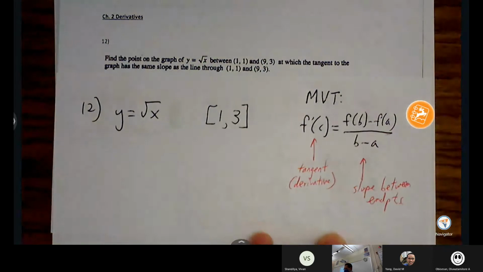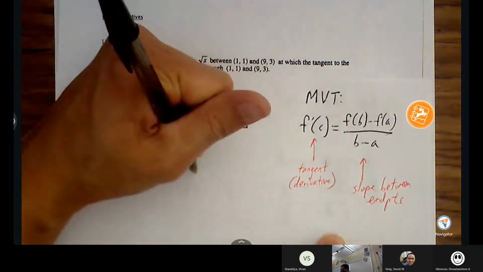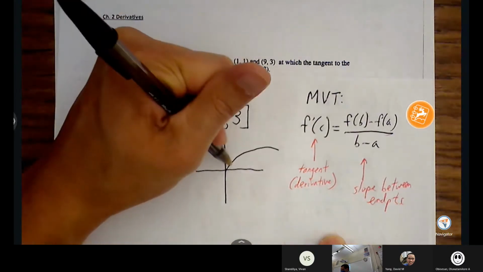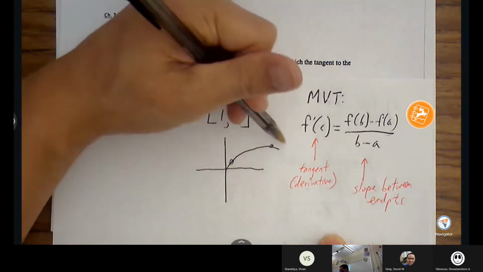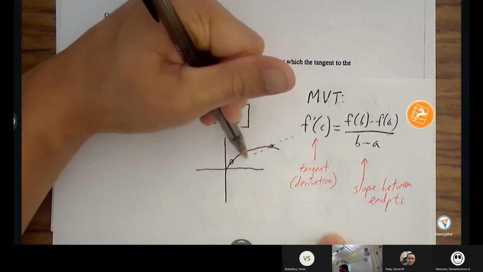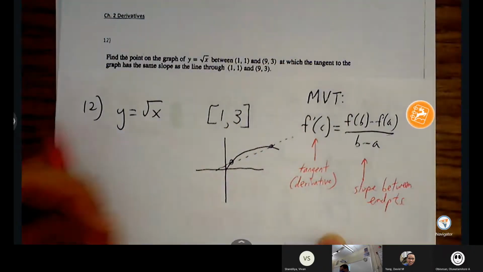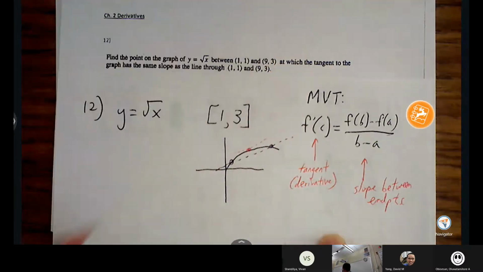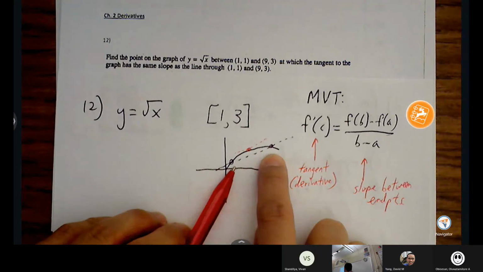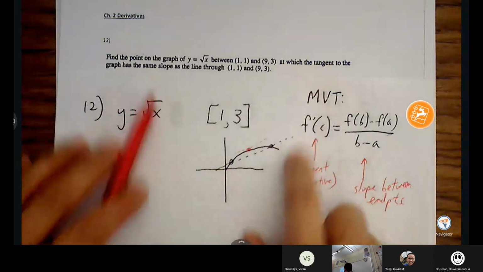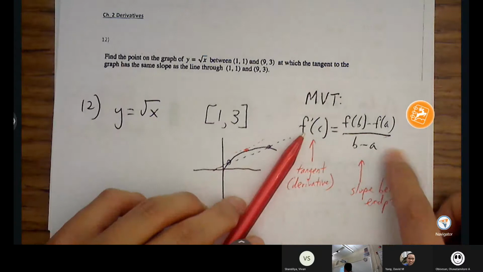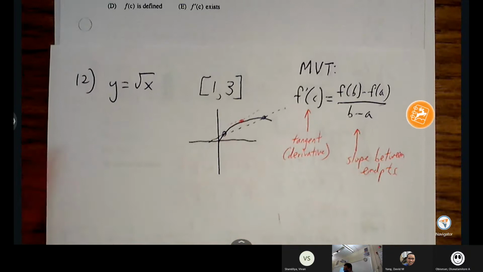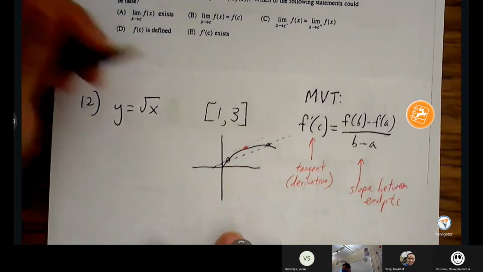And then a visual representation is this here. Whatever the graph looks like, the slope between the endpoints, we want that to match the slope at a specific point. So without saying it, this problem is asking us to apply mean value theorem. So we're just going to apply mean value theorem, look for ordered pairs.